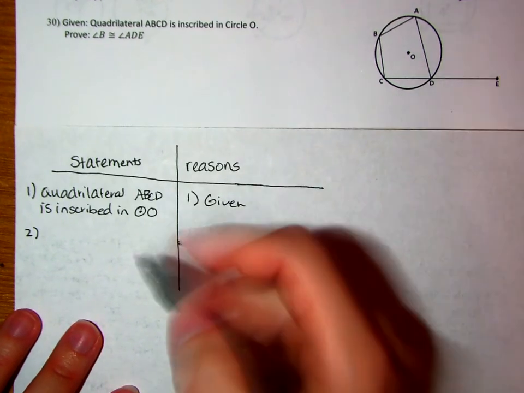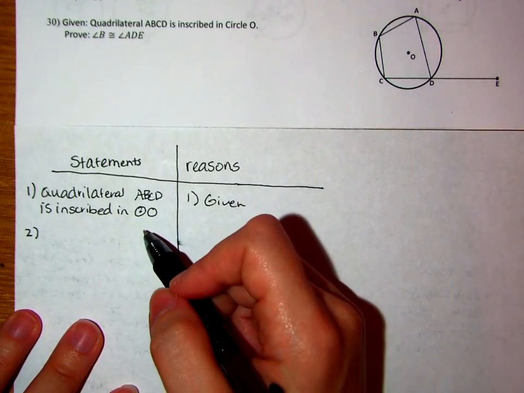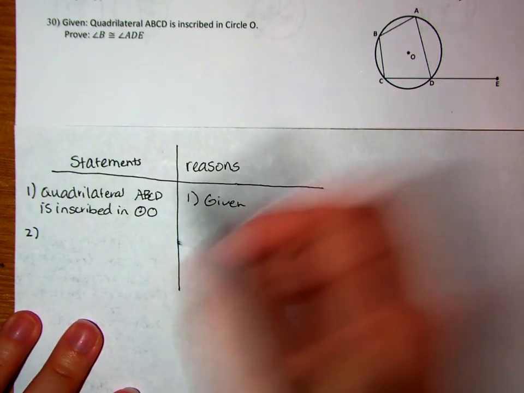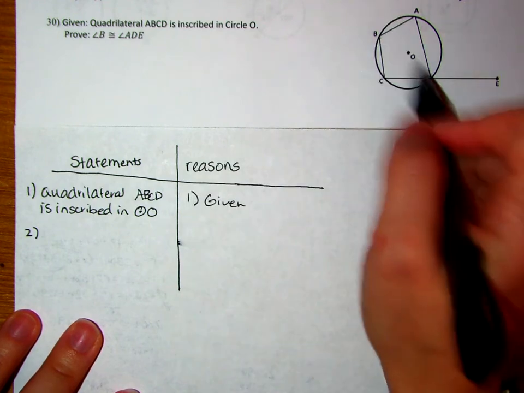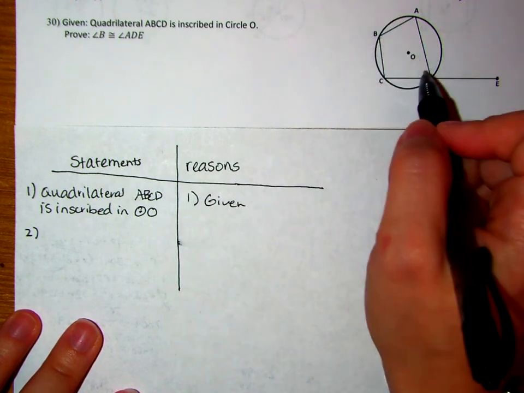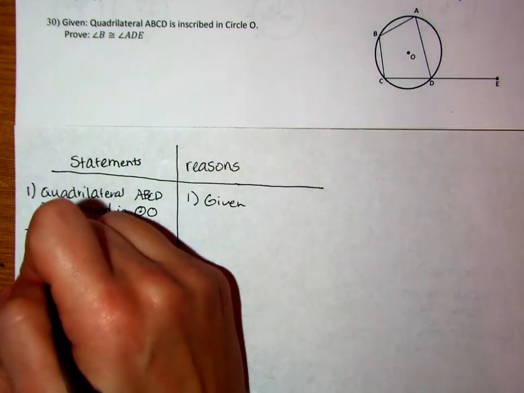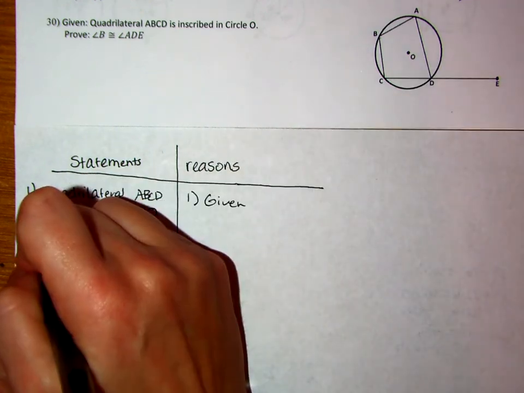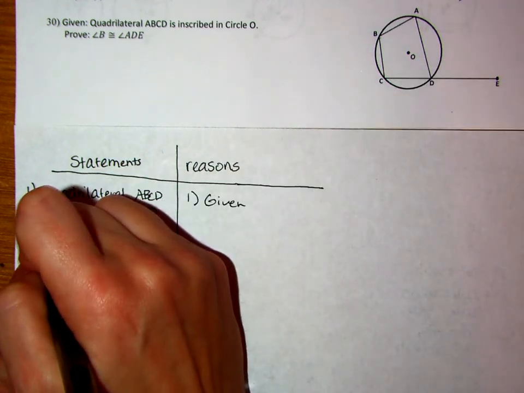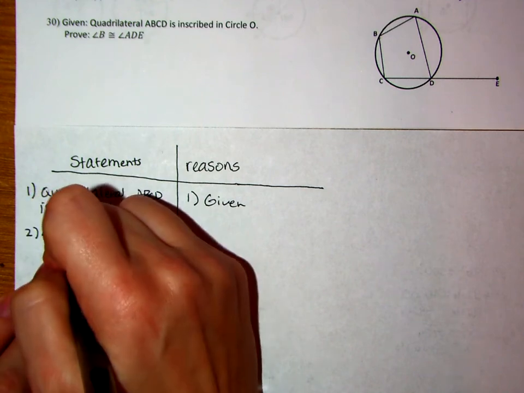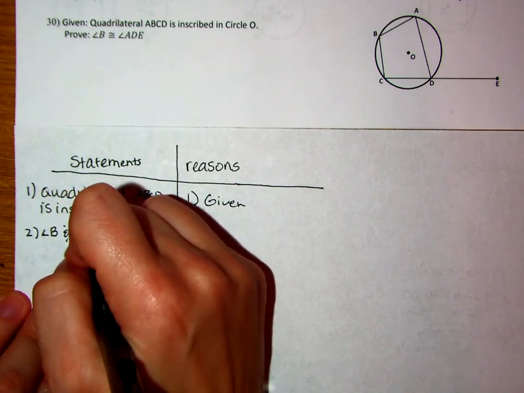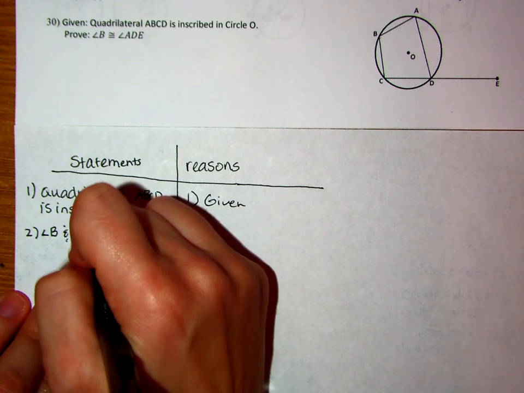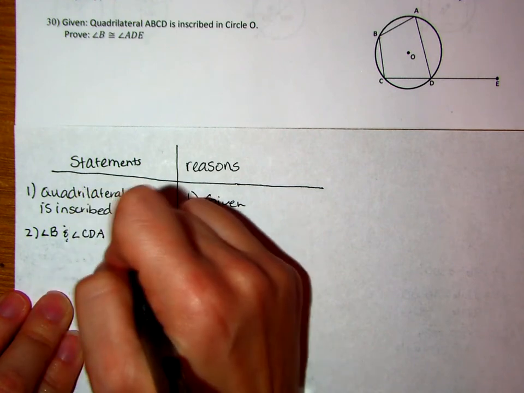If we have a quadrilateral inscribed in a circle, what does that mean about the opposite angles? Well, it means that these two opposite angles right here, if we add them together, are supplementary. So we're going to start with angle B and angle CDA are supplementary.